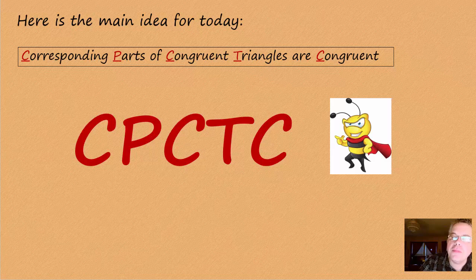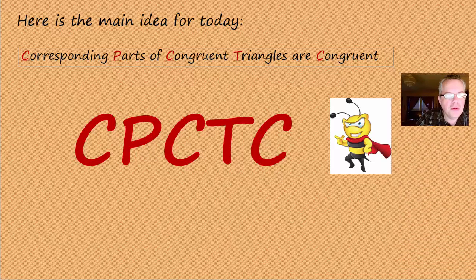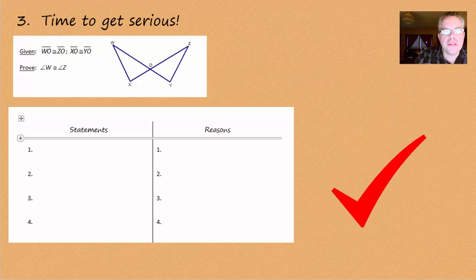This is our next step in proofs. But sometimes we have to go beyond proving two triangles are congruent, and I'm going to show you many reasons why. So here is the main idea for today. Corresponding parts of congruent triangles are congruent. You can abbreviate it as CPCTC, so you don't have to write all that out. We're going to do a proof that requires this.